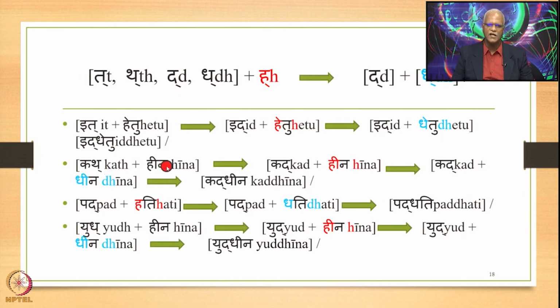Similarly, kath plus hina. Th will be first substituted by the da. So we have kad plus hina as the output, which becomes an input for Jhayo Ho Nyatarasyam, which substitutes this ha by the purva savarna, which in this case is dha, and so the output generated would be kad and dhin, that is kadhina. This is optional, so the other output that will be generated would be kadhina.